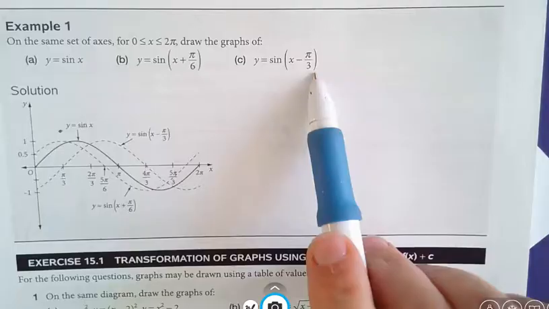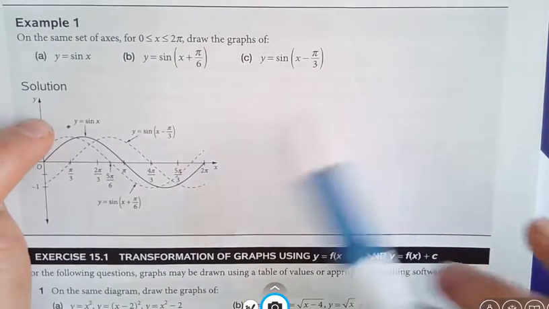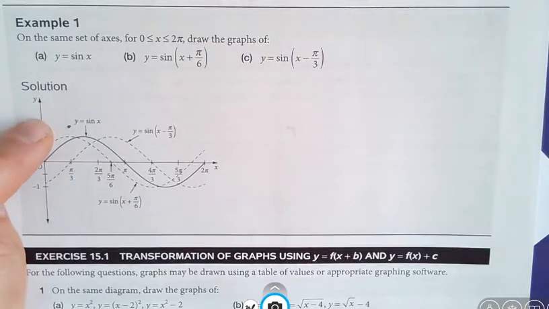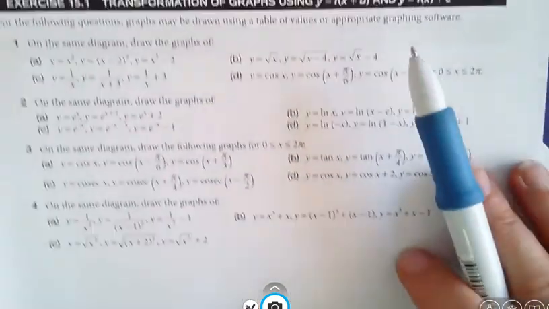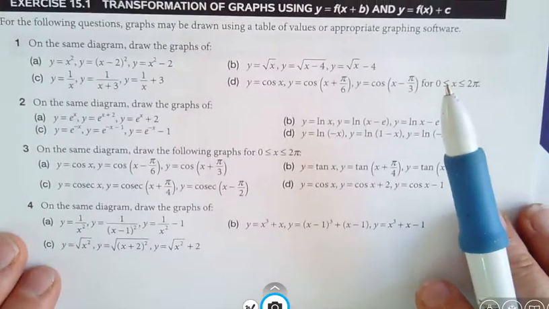Exercise, you have transformations of sine curves. Don't worry about this. We're doing this in the next topic, trig functions. Do not worry about sine, cos, tan. Please just ignore sine, cos, tan in these exercises.